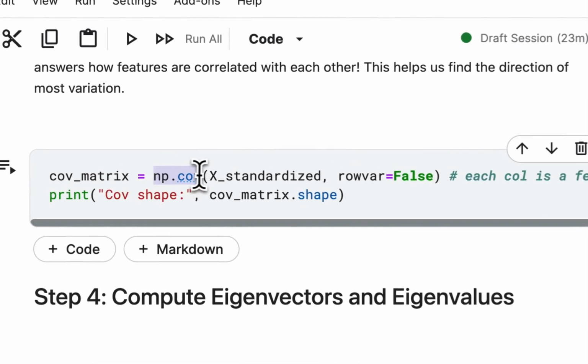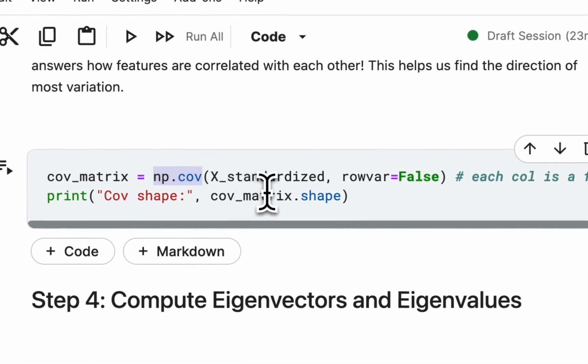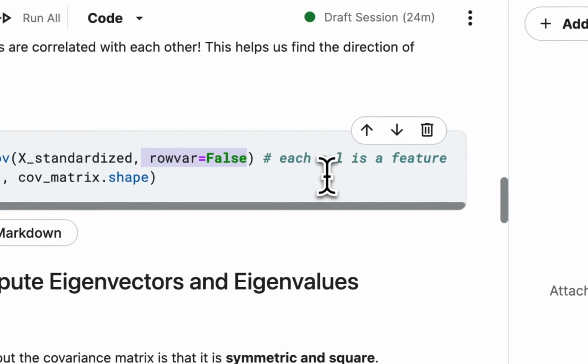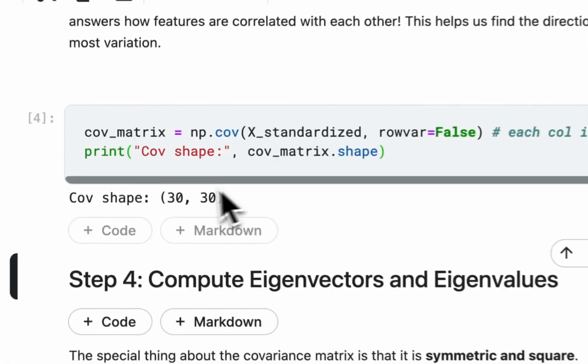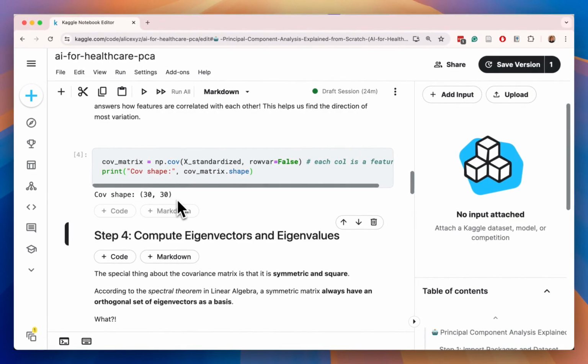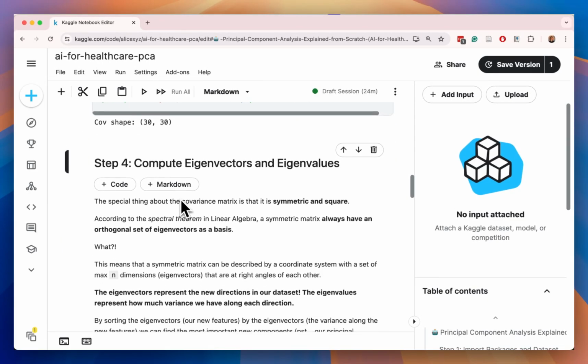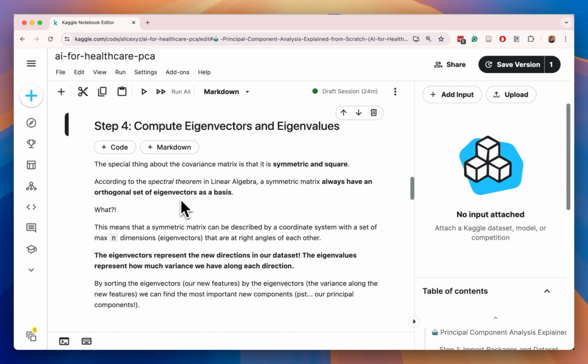We use np.cov to compute the covariance matrix, and we set rowvar to False. This is from the documentation, where it says that each column is a feature and not each row. And just like that, it takes the 30 dimensions that we have and makes a square 30 by 30 matrix. The next step is to compute eigenvectors and eigenvalues, because the special thing about the covariance matrix is that it is symmetric and square.